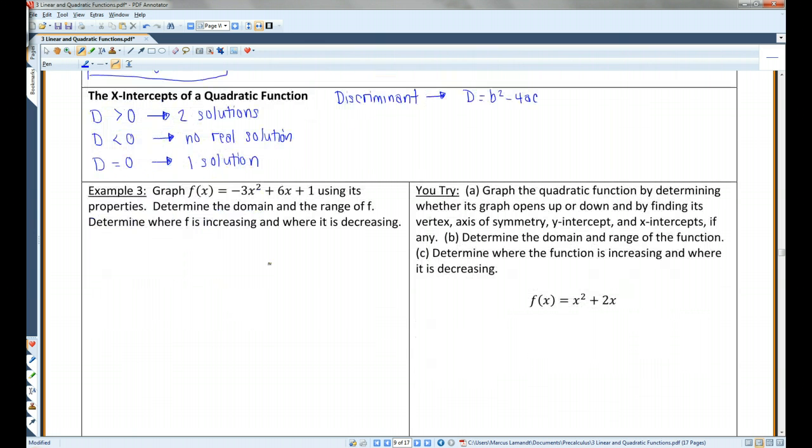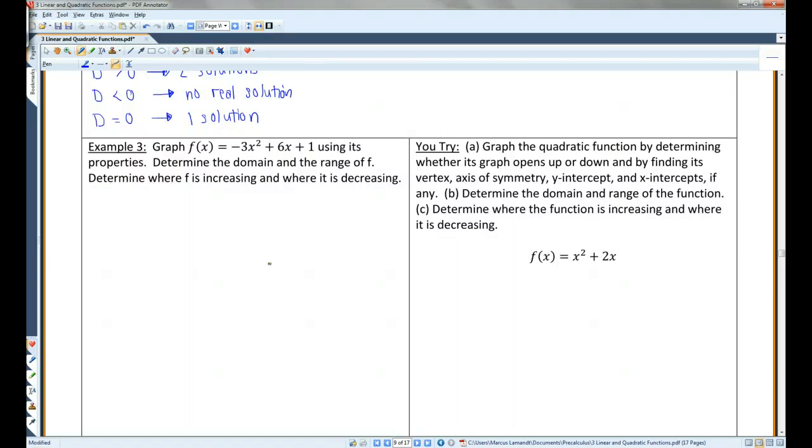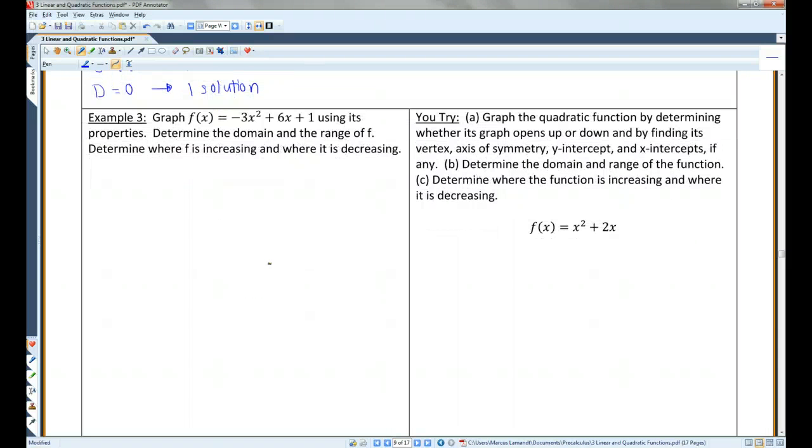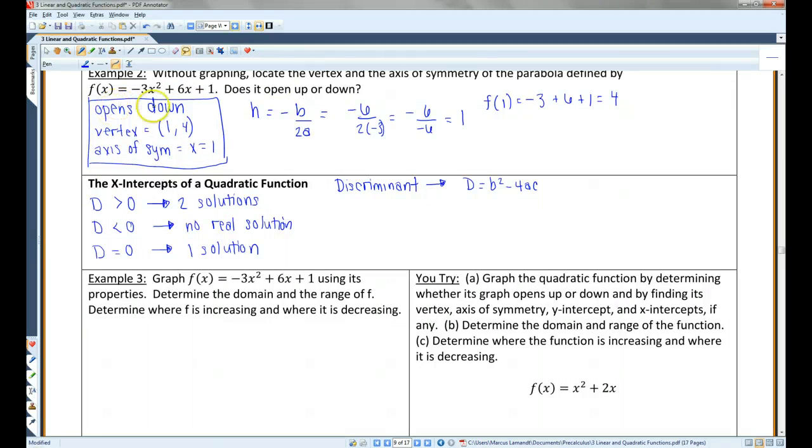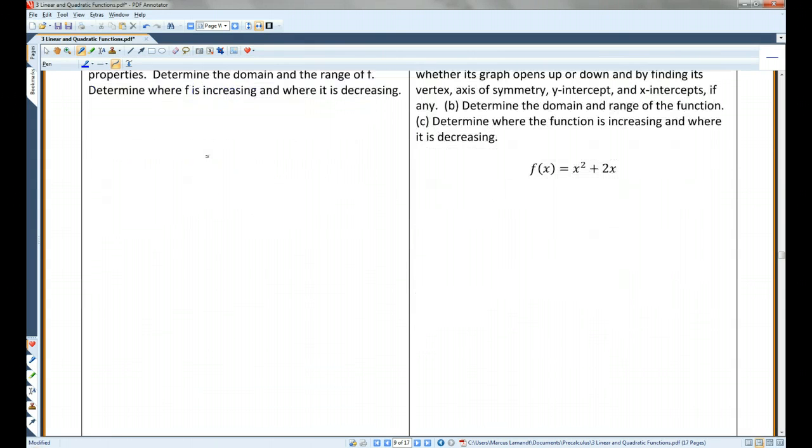Alright, example 3. Graph this function using its properties. Determine the domain and range of f. Determine where f is increasing and where it's decreasing. We already know from before that it opens down. The vertex is 1, 4, and the axis of symmetry is x equals 1. So let's just graph it.